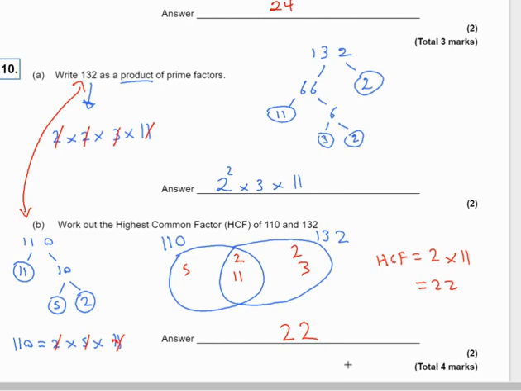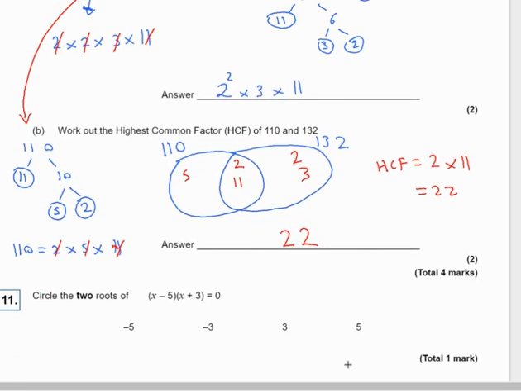Okay, yeah, that's it. Side note, if you wanted to work out the lowest common multiple, you would multiply all the numbers in the Venn diagram, and that would give you the lowest common multiple. But we were asked to work out the highest common factor, so that's what we've done.